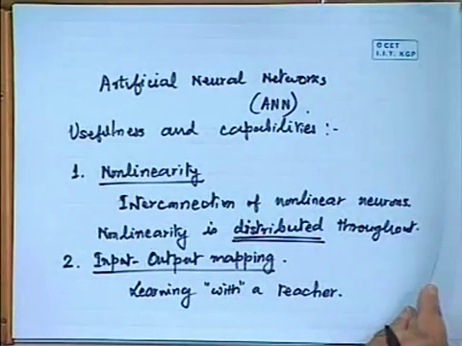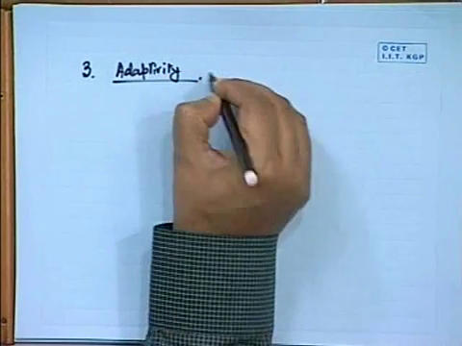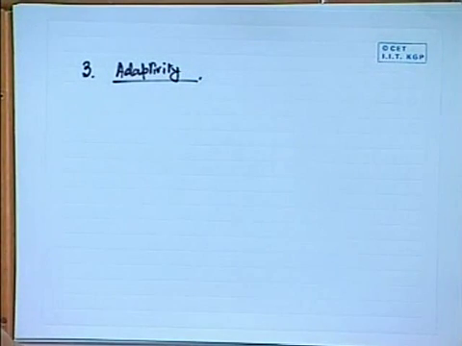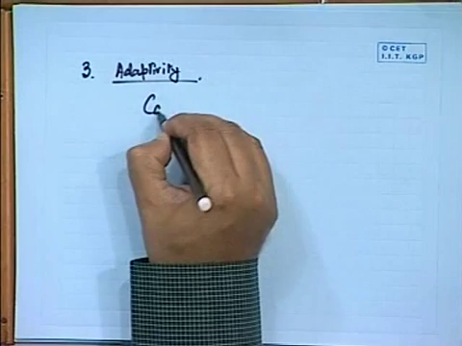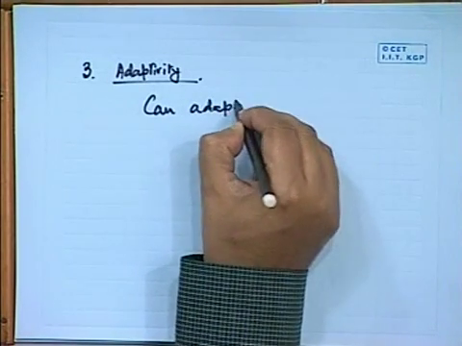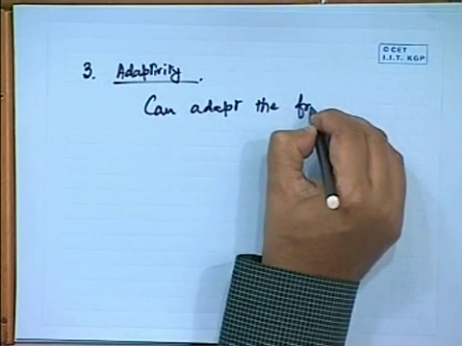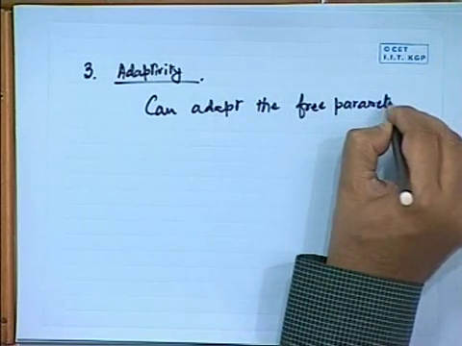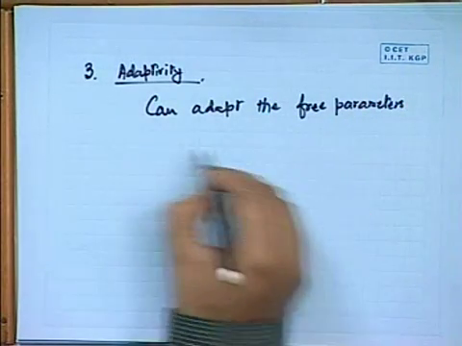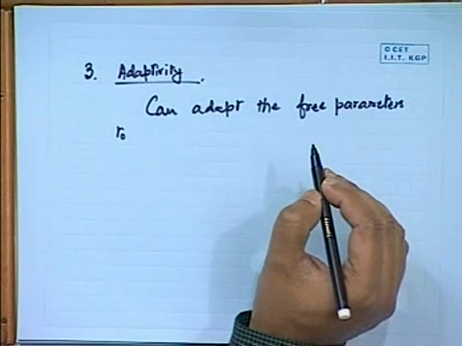Now, the third thing that one has to talk about regarding the characteristics of neural networks is what is called adaptivity. The neural networks can adapt their free parameters to changes in the surrounding environment. In fact, some of you may be feeling a little confused about what exactly I mean by the word free parameters. I will come to that later on.